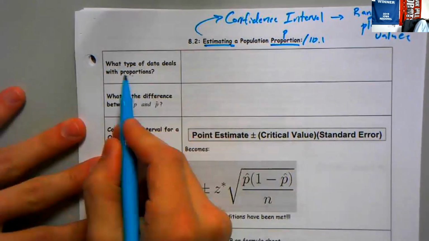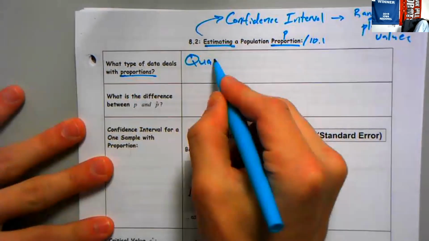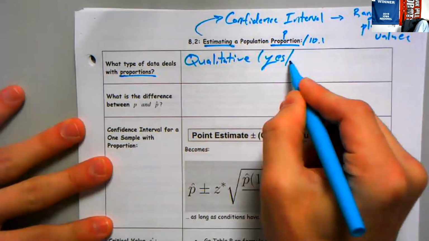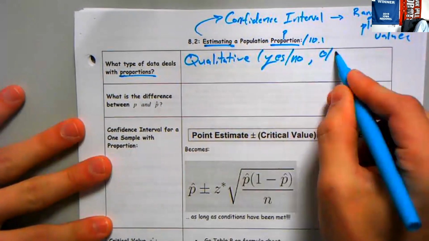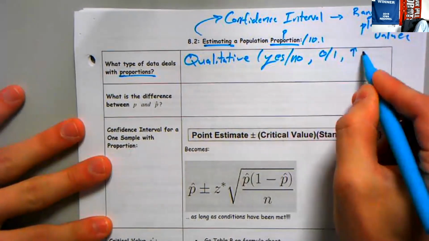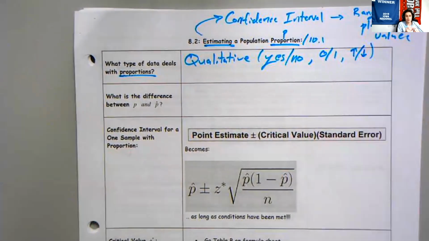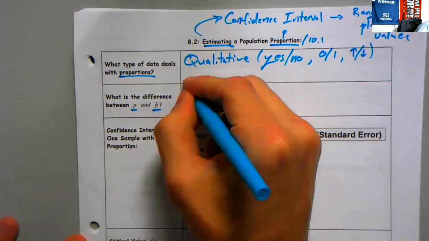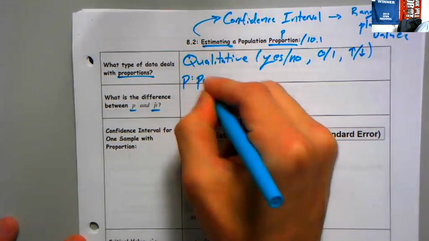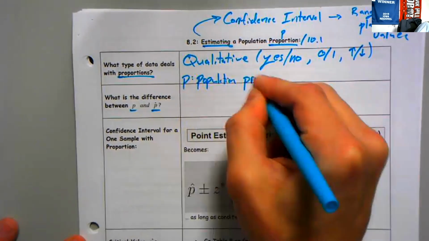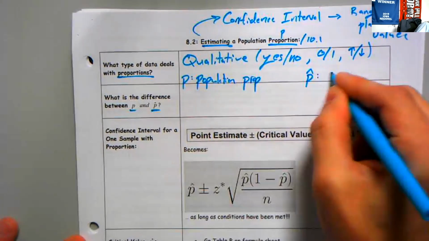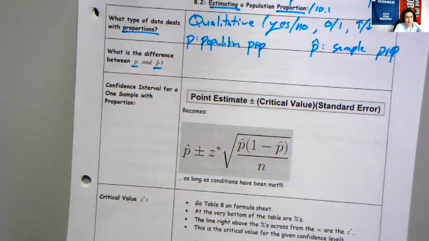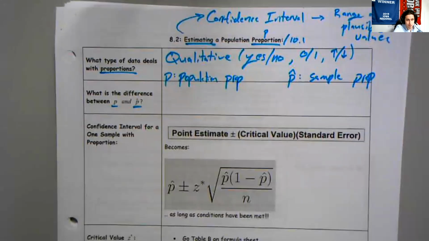What type of data deals with proportions? That would be qualitative data: yes, no, 0, 1, up, down, whatever. It happened or it didn't happen. What's the difference between P and P hat? P is your population proportion, and P hat is your sample proportion. So our sample proportion we use to estimate our population proportion.